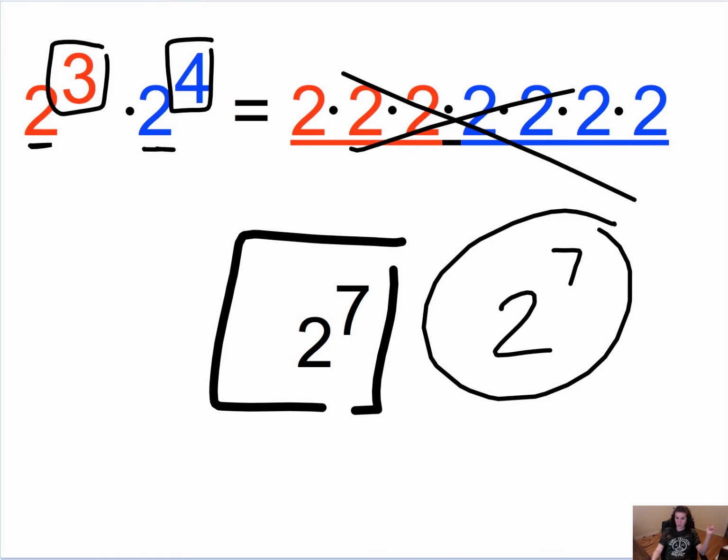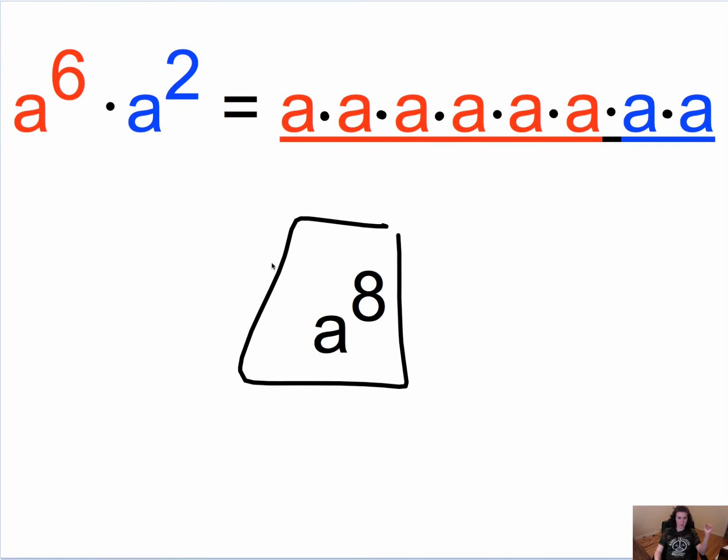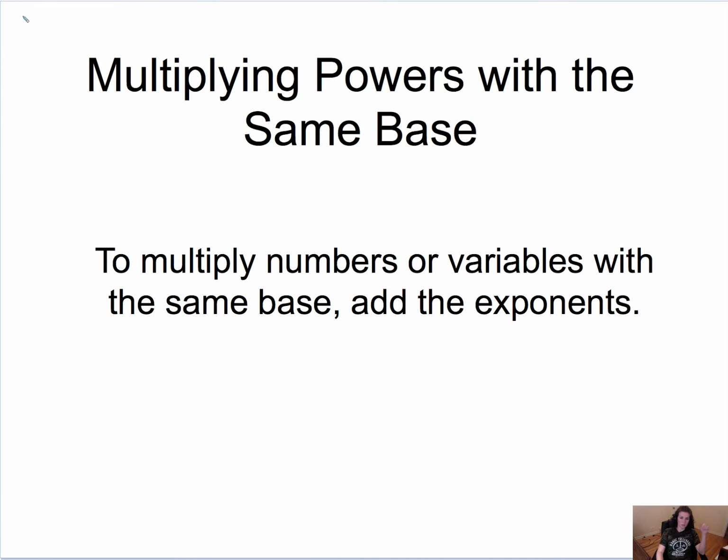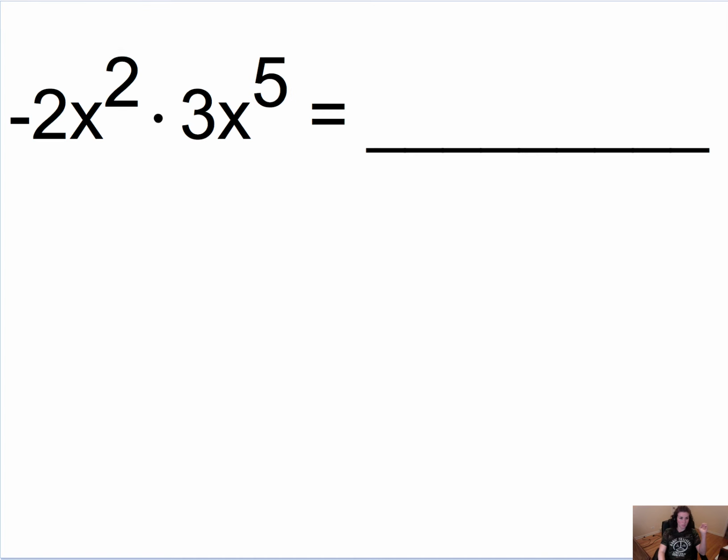Okay, let's look at the next example we did. A to the 6th times a squared. Again, our base is the same, a, so I keep that the same. Now I just add the exponents, 6 plus 2, and I get 8. Again, same answer, just a faster way of doing it. So again, make sure this is the same slide as before, but make sure you have that written in your notes that to multiply numbers or variables with the same base, you add the exponents.